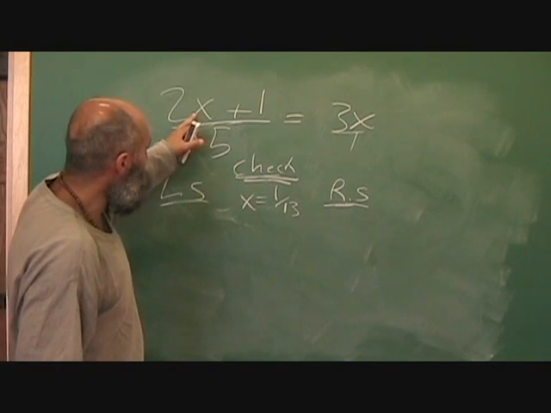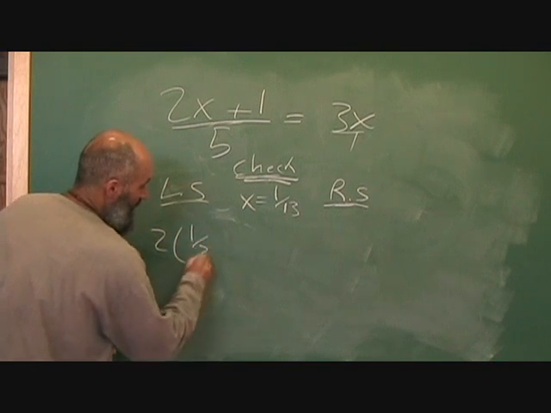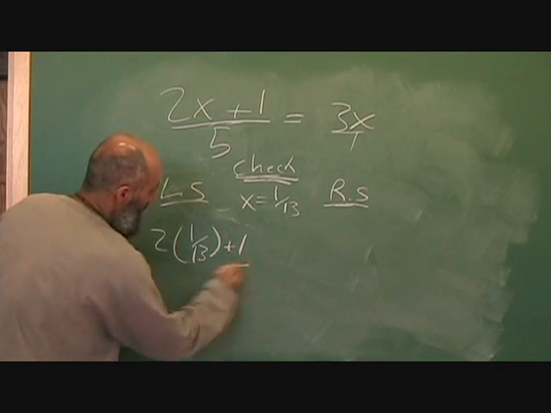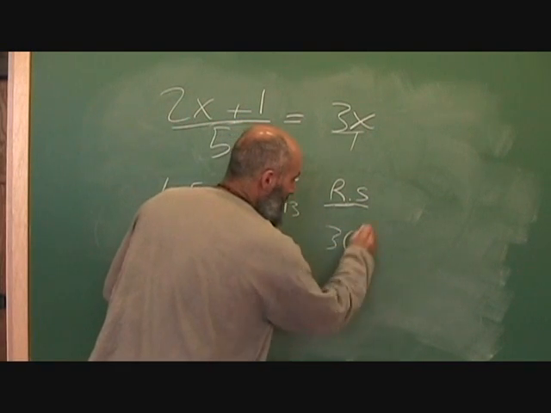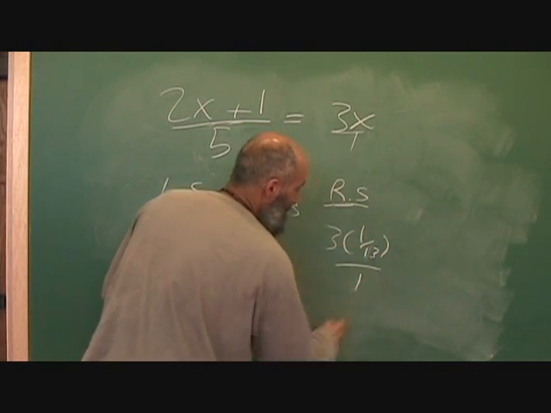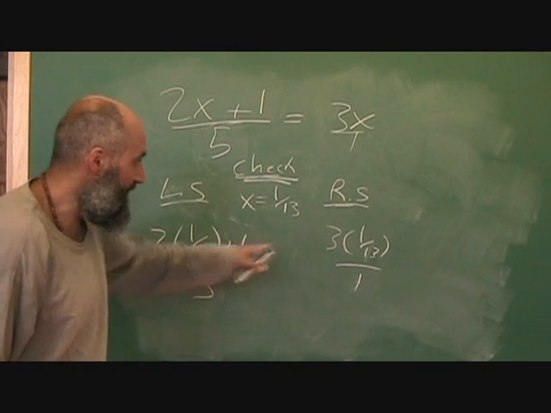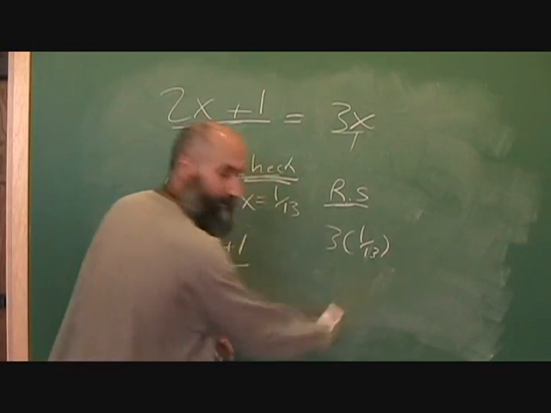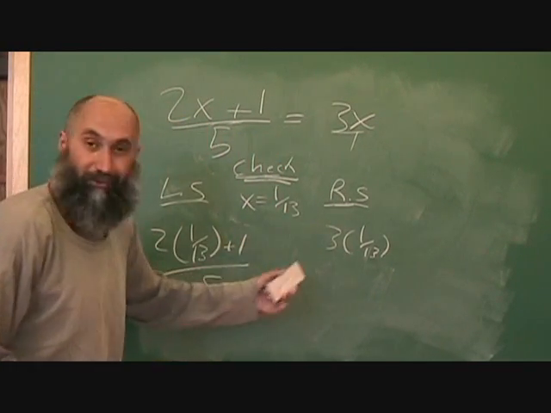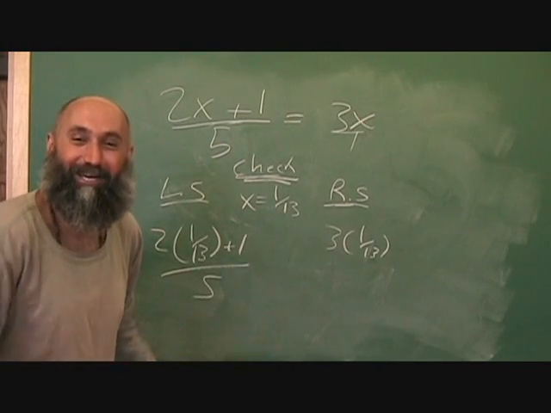So wherever you see x, you put in 1 over 13. So over here would be 2 times 1 over 13 plus 1 over 5. Over here would be 3 times 1 over 13 over 1. And you would do this and see if this side of the equation equals this side of the equation. Obviously, you don't need the 1 over here, right? Now, I'm not going to bother doing this. Hopefully, it works out. Hopefully, I did the question properly. If it doesn't work out, send me a message, please.